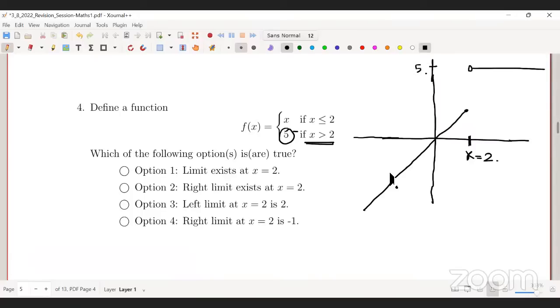Now we need to know whether the limit of the function at x equal to 2 exists or not. For that, we need to find the left hand limit and the right hand limit. If they match, then we can say that the limit of the function at x equal to 2 exists, and then we can tell what the limit of that function is. So first tell me, what will be the left hand limit of the function?